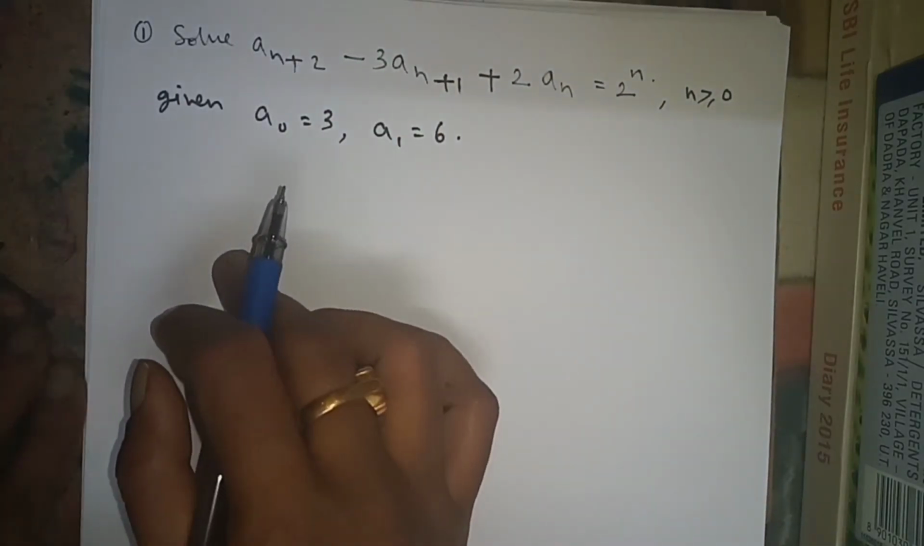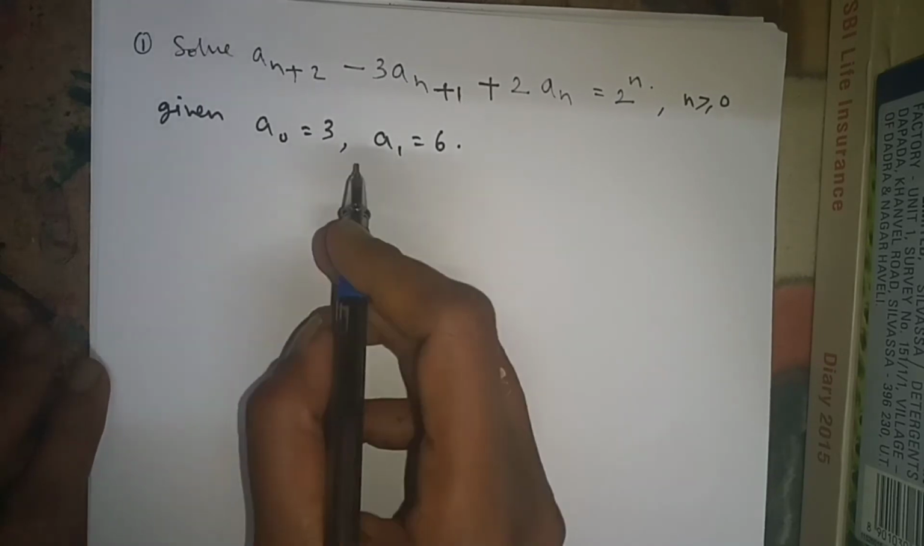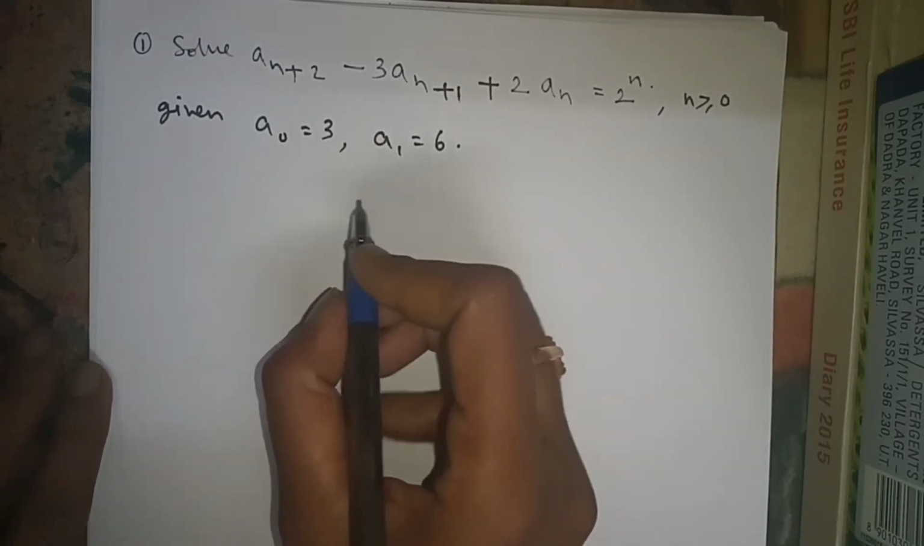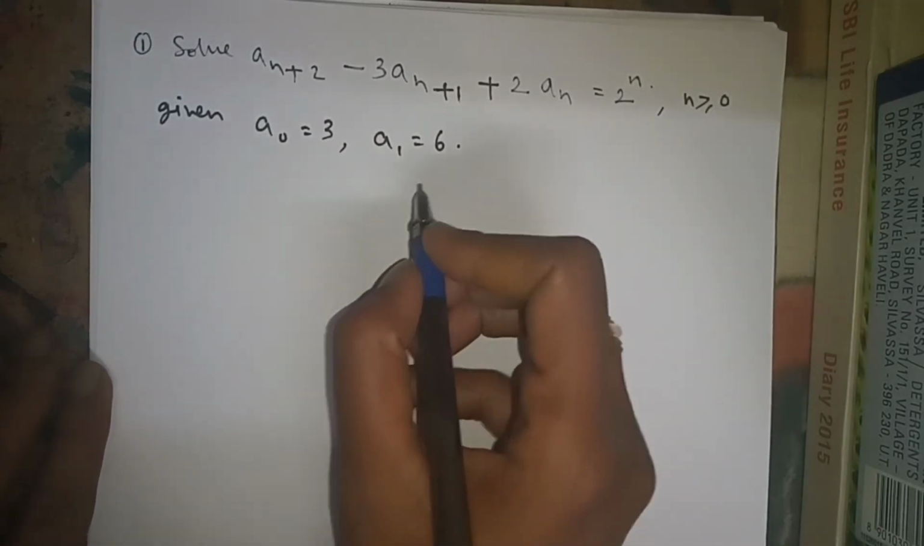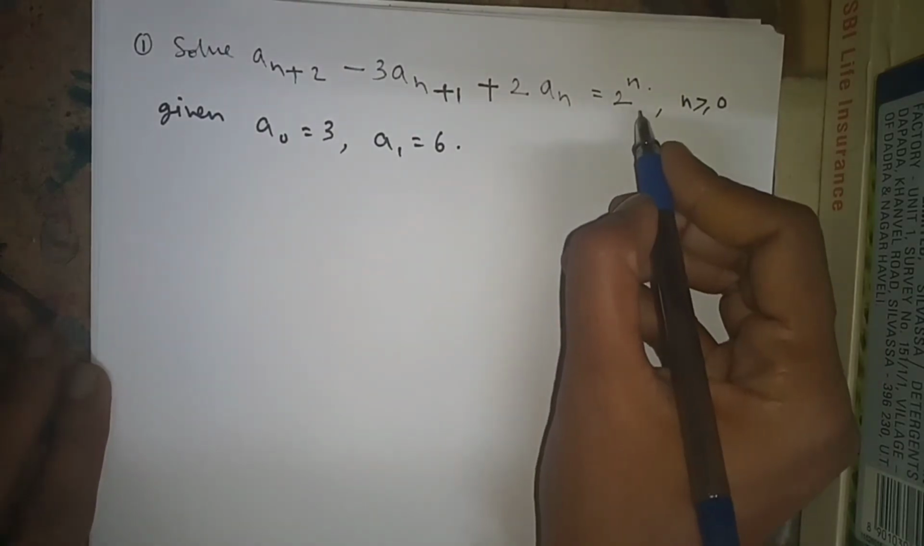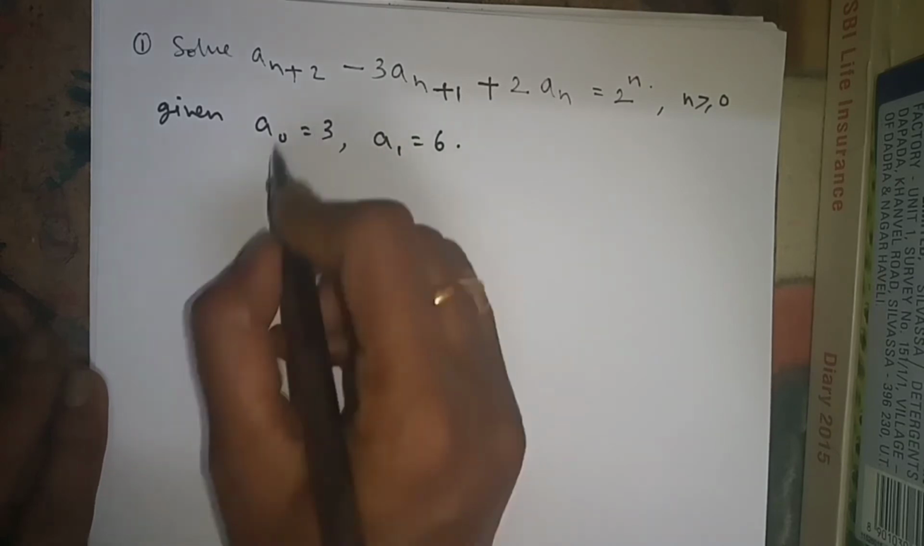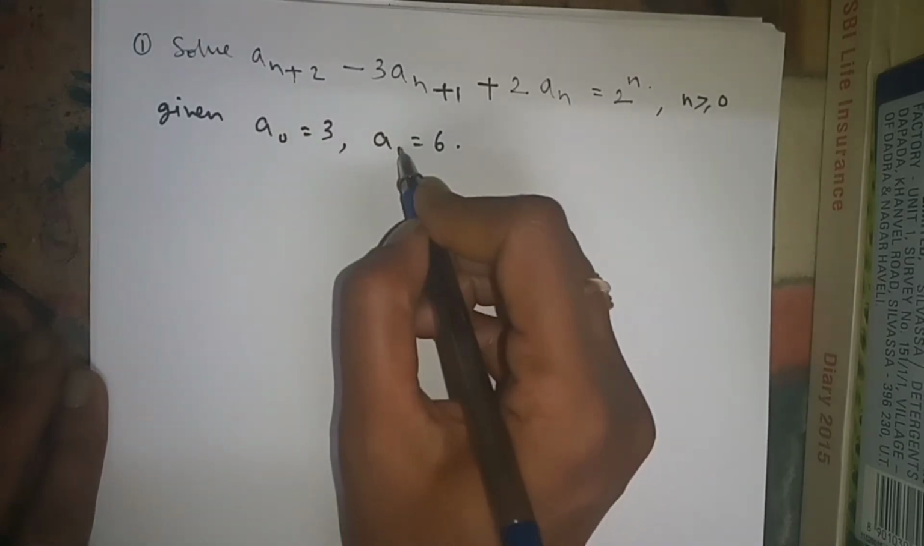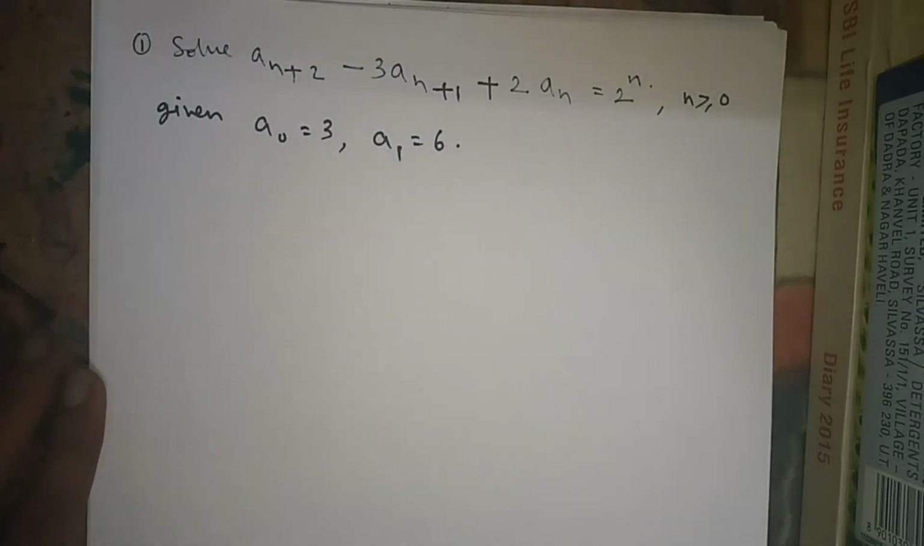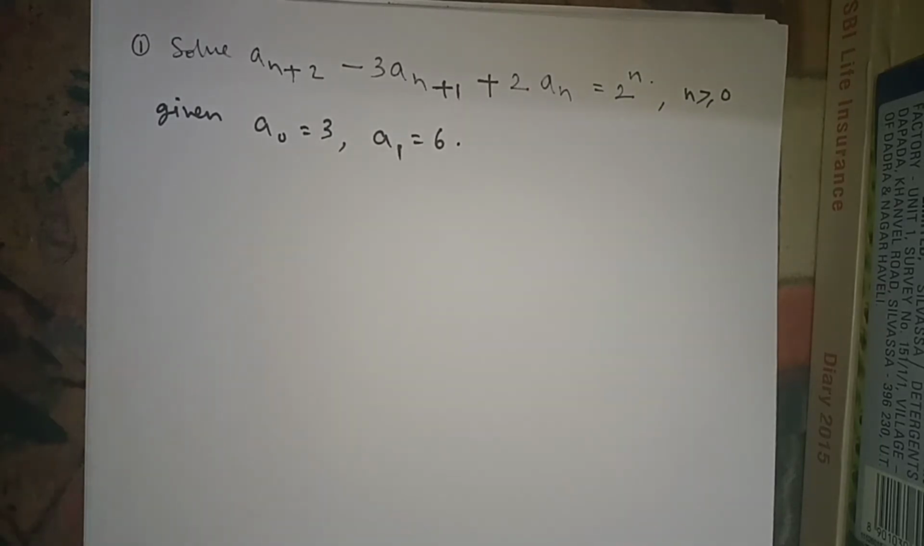In the first problem, what is given? Solve a(n+2) minus 3a(n+1) plus 2a(n) is equal to 2 to the power of n, n is greater than or equal to 0. The initial conditions given are a0 is equal to 3, a1 is equal to 6.